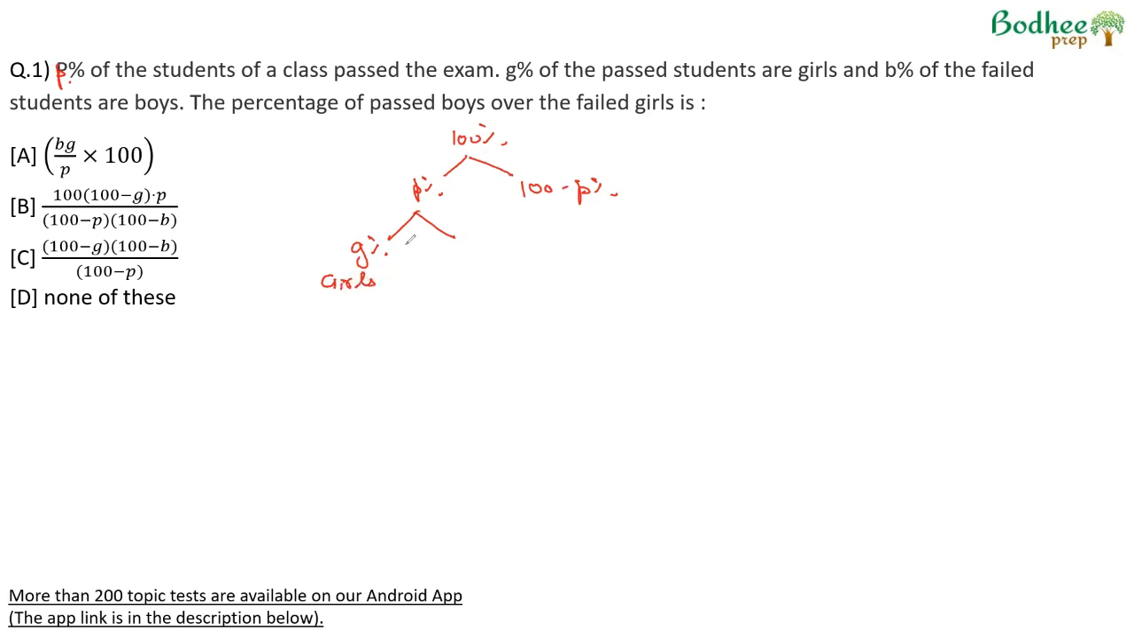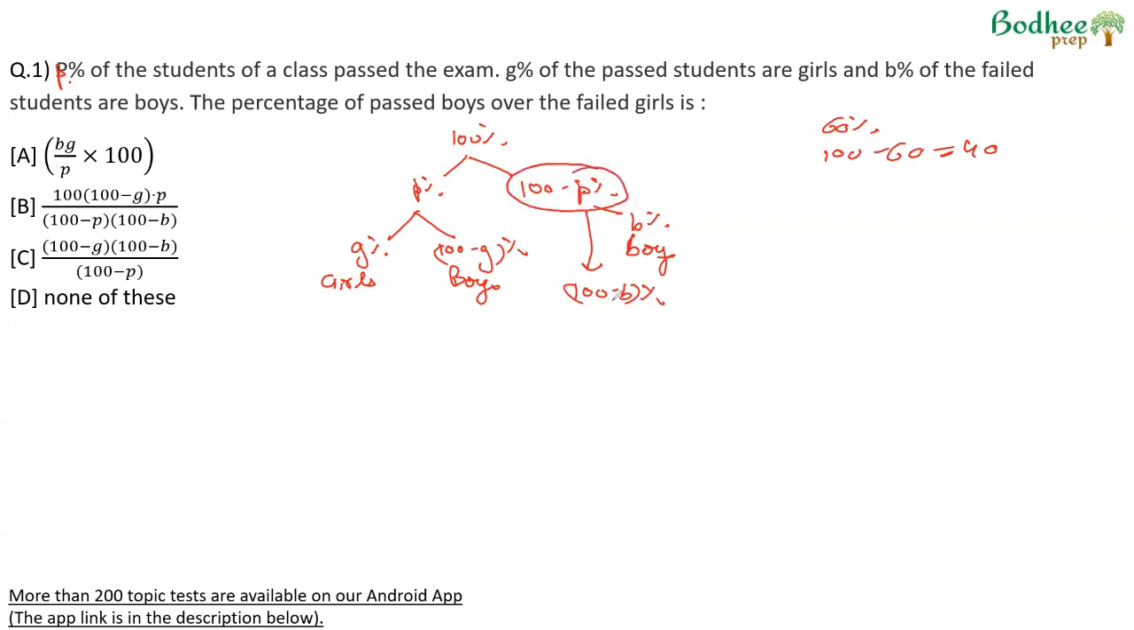Therefore, what percentage of the passed students would be boys? Now, if 60% are girls, we know 100 minus 60, or 40%, would be boys. And therefore, we can say 100 minus G% of the passed students are boys. B% of the failed students are boys. And again, as we did for the passed students, of the failed students, 100 minus B% would be girls. Because if we assume the failed students to be 100, if B are boys, 100 minus B would be girls. So we get the percentage of each of them.